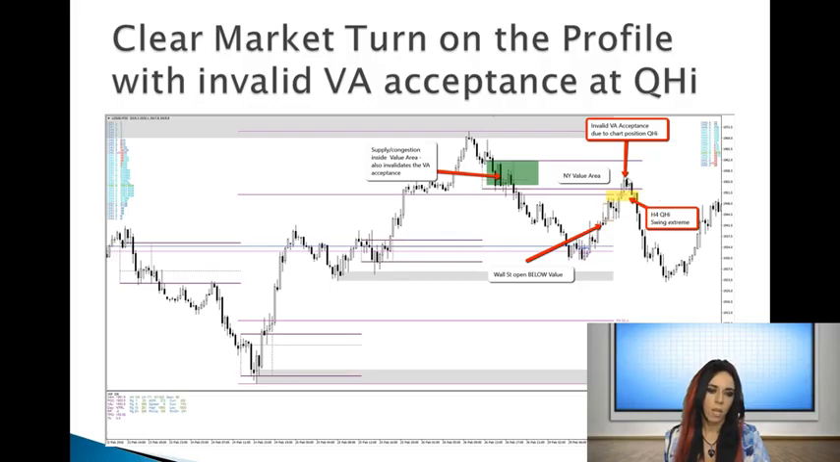So now the trade location obviously becomes somewhere around this congestion, the first congestion that is newly formed, that becomes a trade location. Okay, so that becomes my ZOE, my zone of interest. And then if we look about 4 hours into the trading day, we get that test of the supply because this is where it opened.